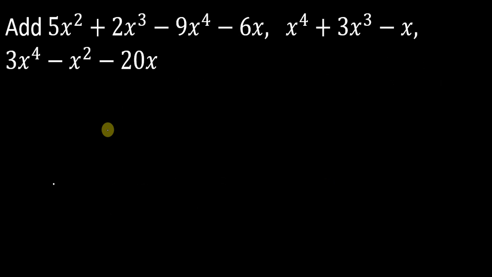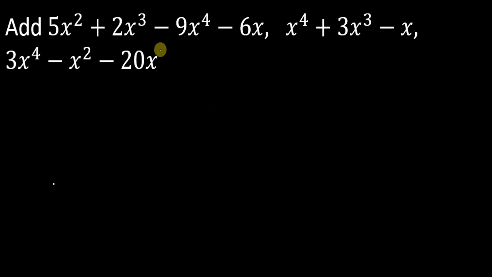Next example, add 5x squared plus 2x cubed minus 9x to the 4th power minus 6x, and x raised to 4 plus 3x cubed minus x, and 3x to the 4th power minus x squared minus 20x. Let's add. Ang suggestion ko para mabilis, pagsamahin na natin yung magkakaparehas.